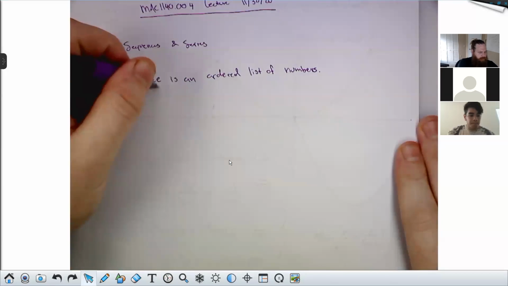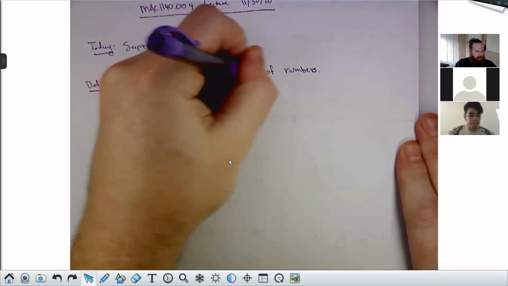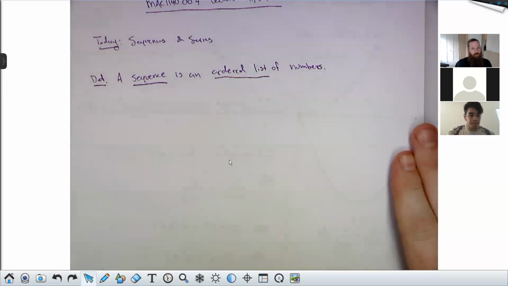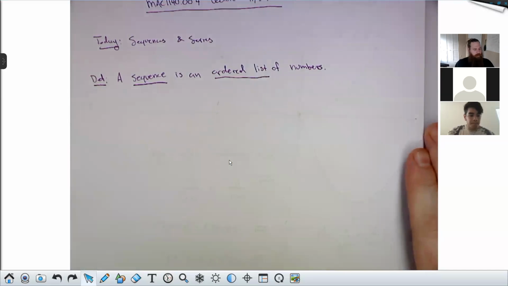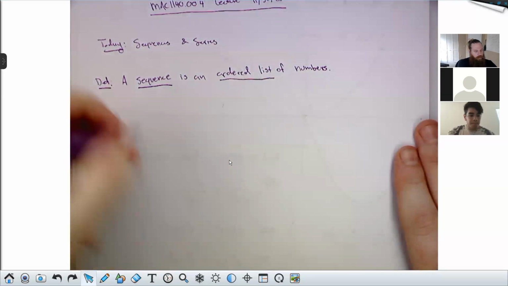For us, the objects in the list will be numbers, but the fact that it's an ordered list is important. So a sequence is an ordered list of objects. Now, for us, they'll be lists of numbers. There are a bunch of famous sequences, like the sequence of prime numbers, the sequence of Fibonacci numbers, the sequence of squares. We'll look at all of those.